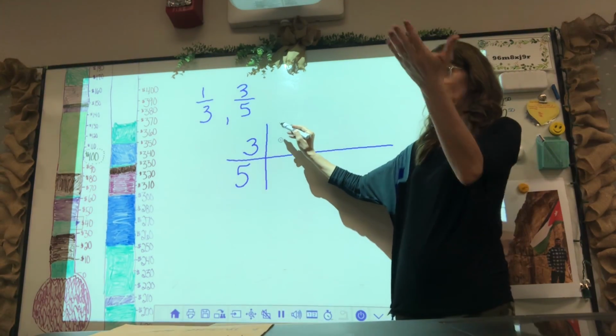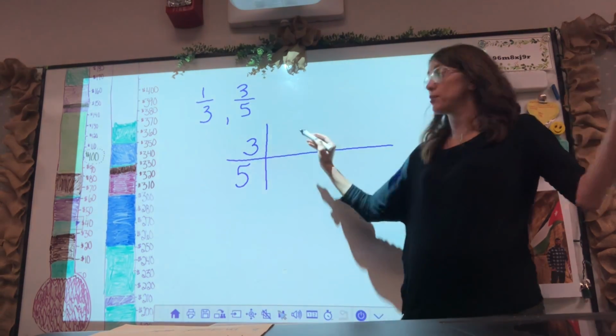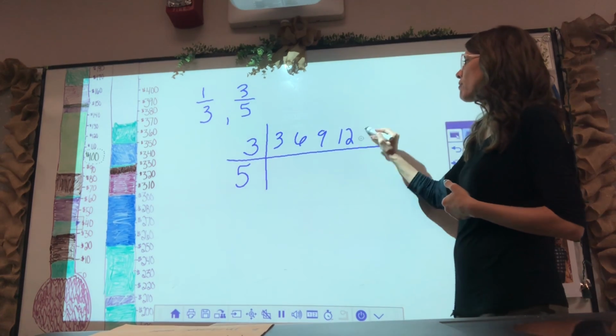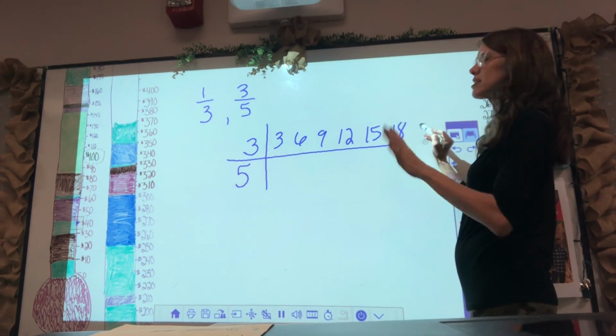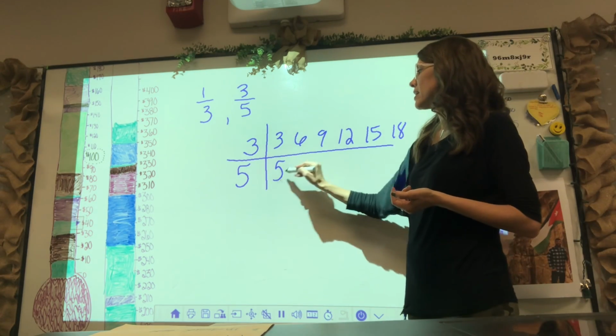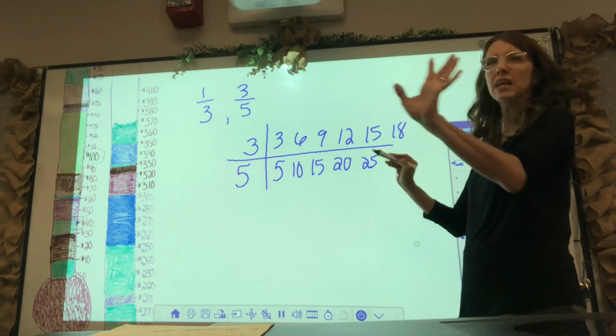We're going to take that denominator and this denominator, and we're going to figure out a common multiple, like the least one preferably. So here we go. Let's do it together. Make sure your eyes are up here, because otherwise you're going to go do your homework and have no idea what you're doing. 3, 6, 9, 12, 15, 18. Let's stop. Let's see if we can find the least common one. 5, 10, 15, 20, 25. Let's stop and see if we found one.